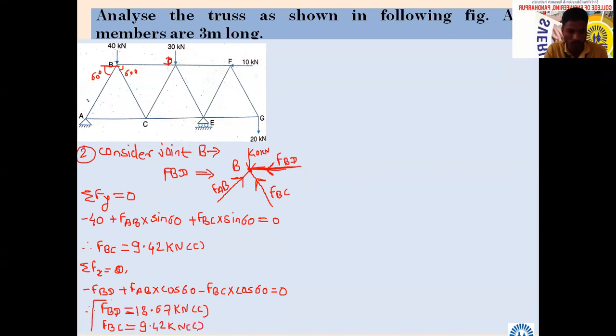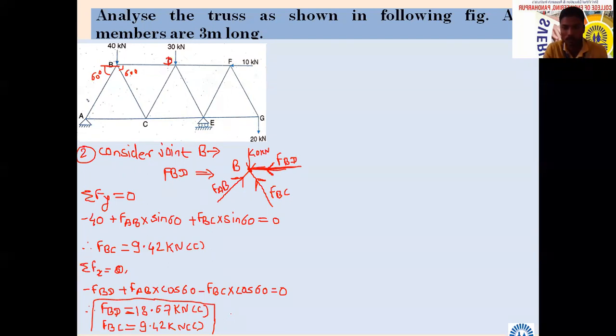How many forces have we calculated? 4. How many do we want to find out? 11. We want to find out 11. Out of that, 4 we have calculated.